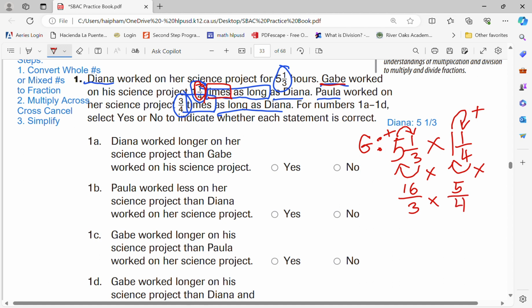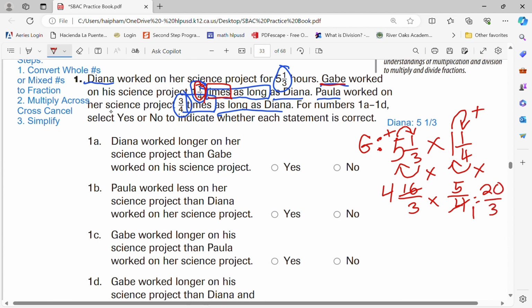Let's jump to step 2. Multiply across, cross cancel if we feel comfortable doing so. I'm looking across here at the 16 and the 4. I know that both are divisible by 4. 4 divided by 4 will be 1. 16 divided by 4 will be 4. Now we can multiply across. 4 times 5 will give me 20. 3 times 1 is 3.